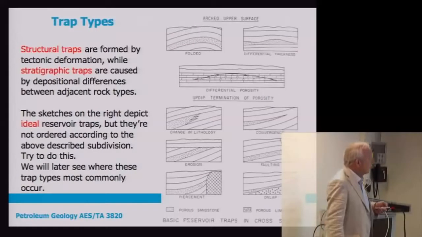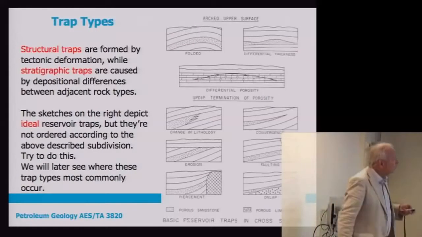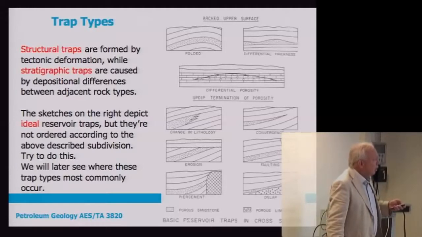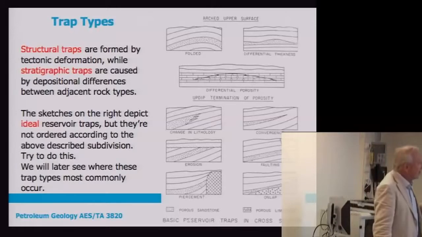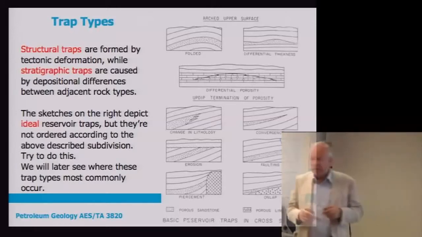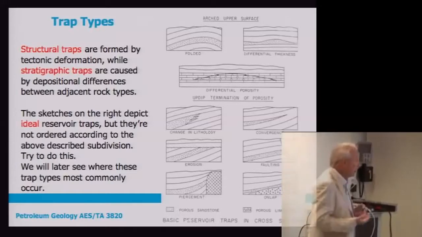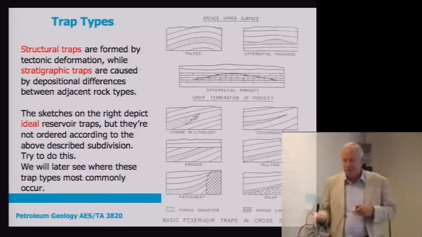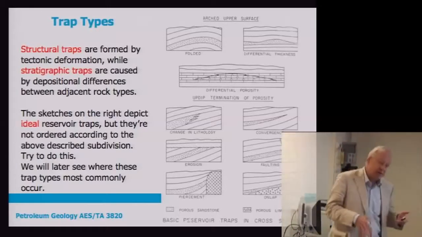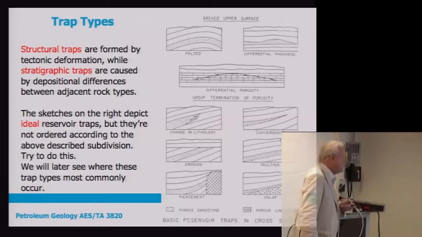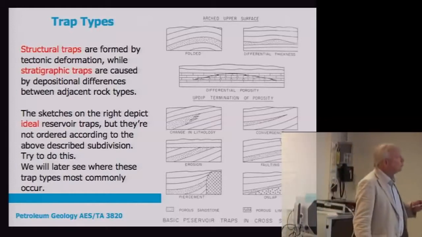Okay, so here we see the most typical trap there is, and it's an anticline. It's called here an arched upper surface that's folded, and that's an anticline in technical terminology, and about 80 to 90% of all oil is trapped in anticlines, simple anticlines or more complex anticlines. I'll show you a few examples later on in this lecture.